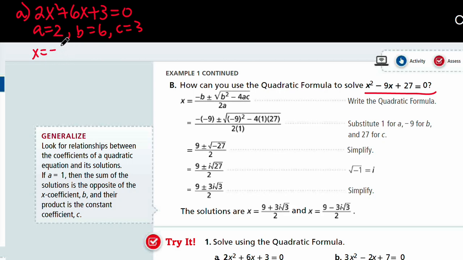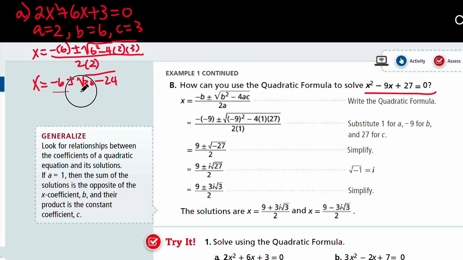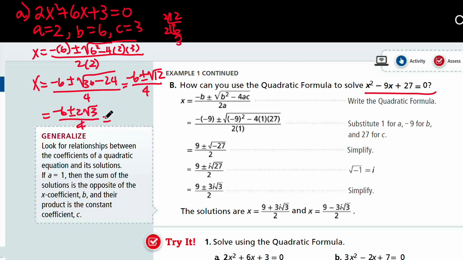X is equal to negative 6 plus or minus the square root of 6 squared minus 4AC all over 2A. And x is equal to negative 6 plus or minus the square root of 36 minus 24 all over 4. And that's equal to negative 6 plus or minus square root 12 all over 4. And you can simplify this. 12 divided by 2 is 6. 6 divided by 2 is 3. So you can factor 2 out here. So negative 6 plus or minus 2 square root 3 over 4. Your greatest common factor is 2.